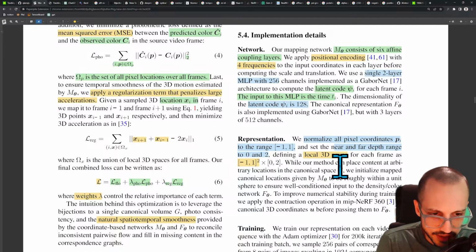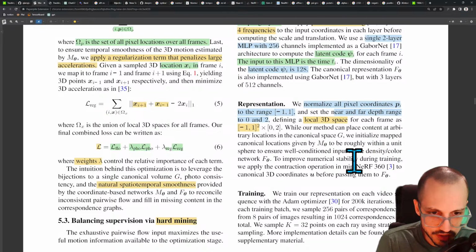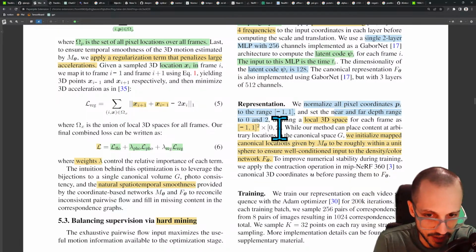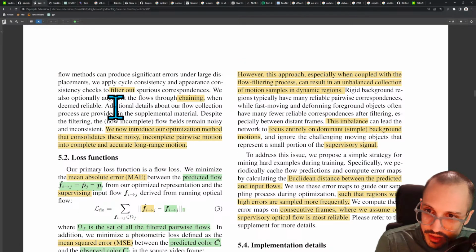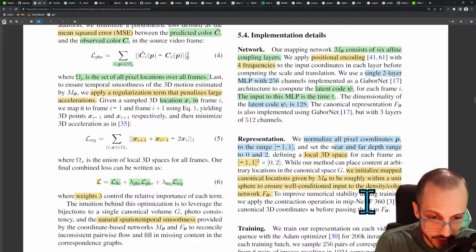It's kind of weird. While our method can place content at arbitrary locations in the canonical space G, we initialize a mapped canonical location by m theta to be roughly within a unit sphere to ensure well-conditioned input to the density and color network. That's not good. More biases, right? More priors here. Now they're using a unit sphere prior. So when they initially pick these points in this local 3D space, they're making sure that the locations are within a unit sphere of the point in a different frame. So this is probably how they do this filtering. It might be one of the filtering techniques that they used.